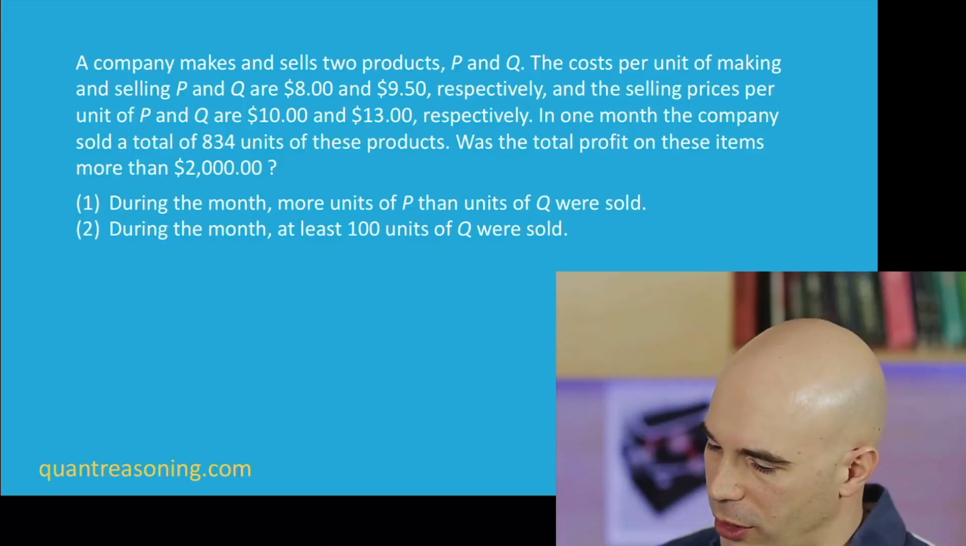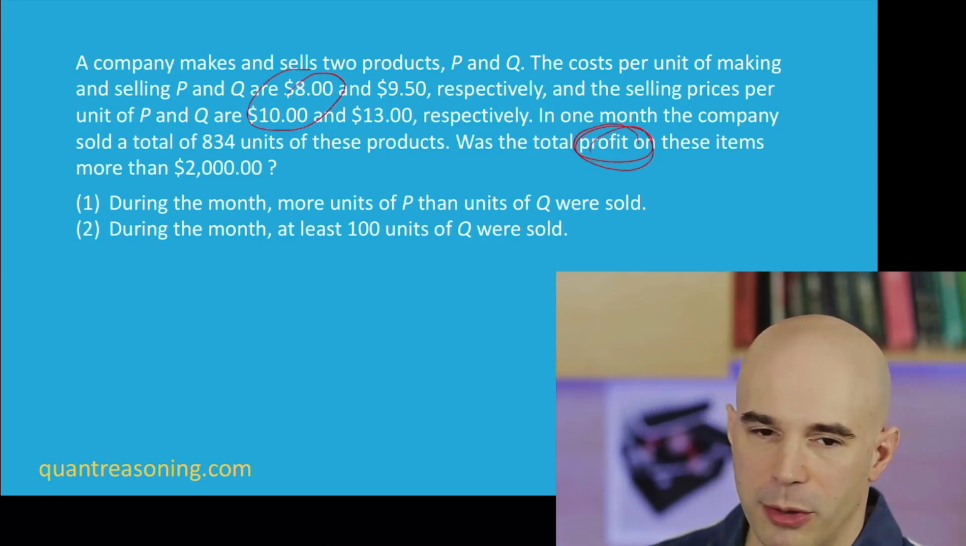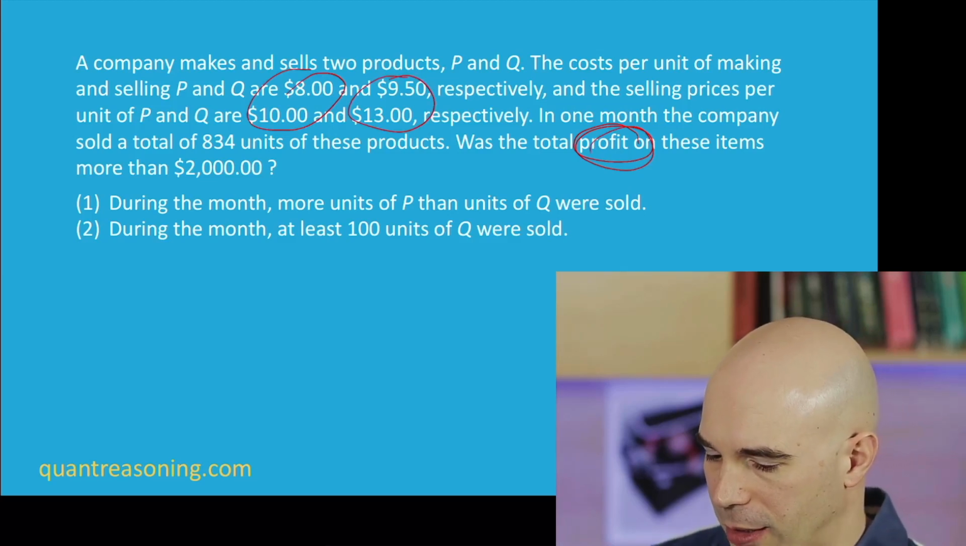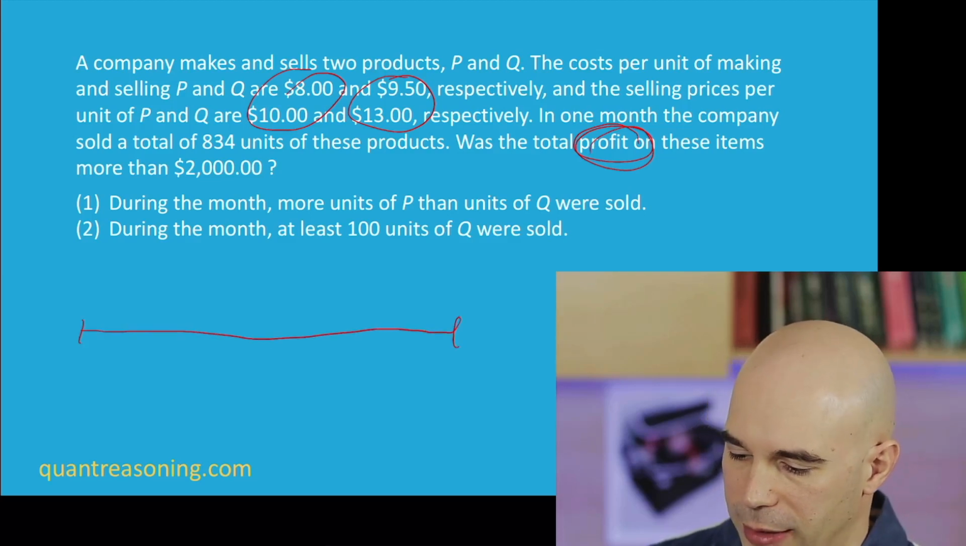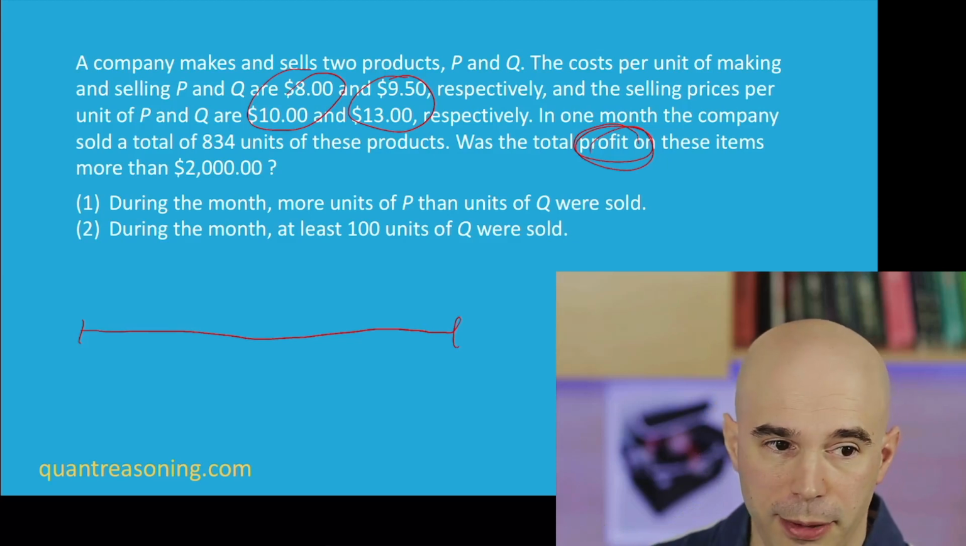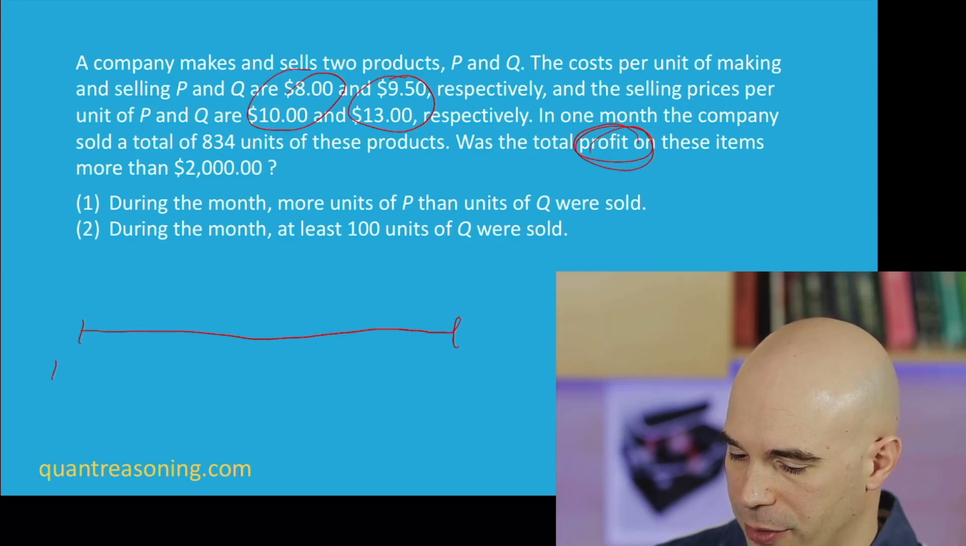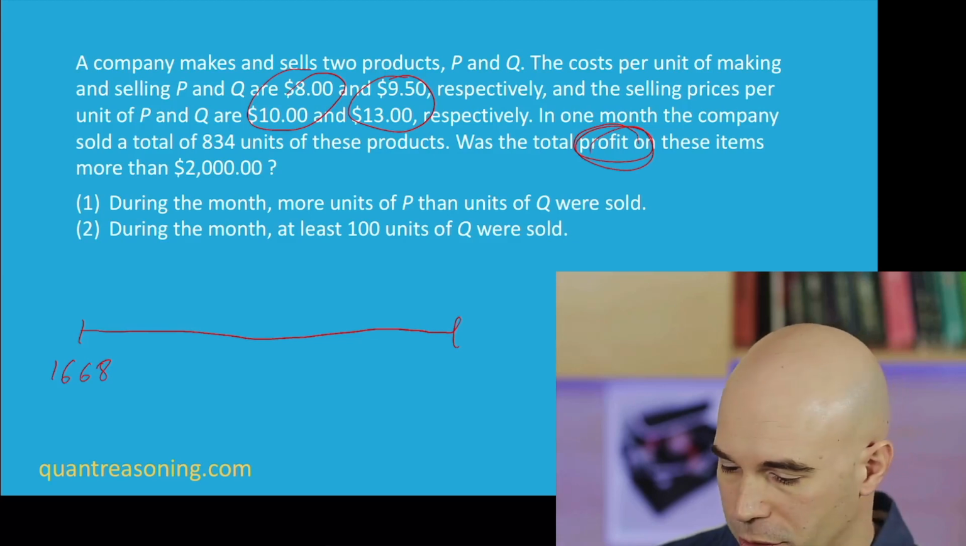You both did a good job noticing that if we're talking about profit, then we need to be talking about $2 profit for P and $3.50 profit for Q. So then I would draw a number line, and I would say, look, on the low end, if all of the units were P, I'd be making $2 per unit for 834 units, which I believe is 1668. I just doubled the number 834.